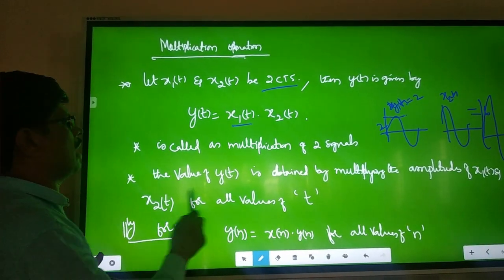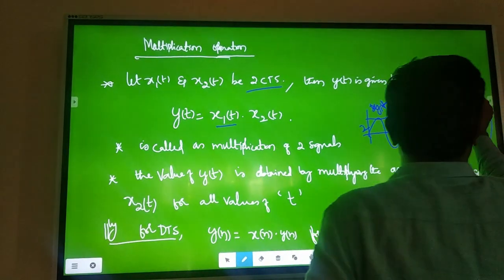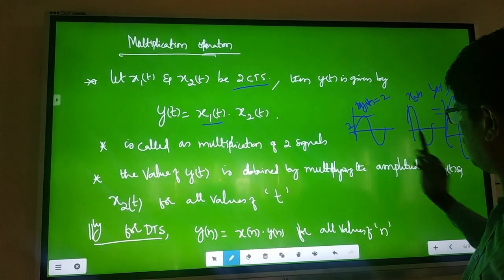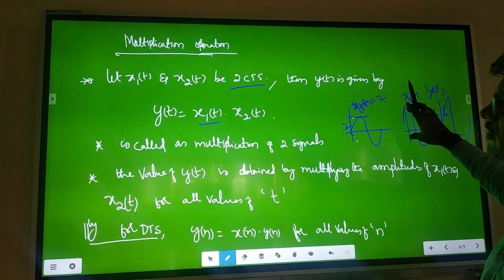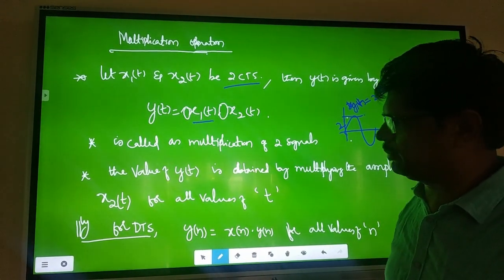When the multiplication operation is done, the value of y of t is obtained by multiplying the amplitude of x1(t) and the amplitude of x2(t).